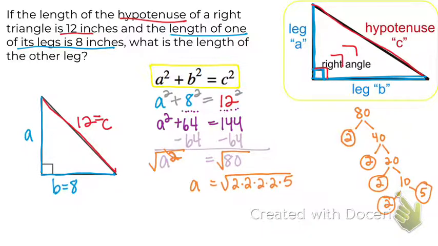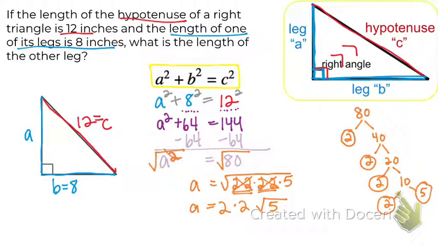Now that I've broken it down into numbers that multiply to give me 80, I can take a closer look and see if anything is being squared. Well, what's being squared? 2's being squared. So I can pull that out from underneath the square root symbol. Anything else being squared? Yep, another 2 is being squared. So I can also pull that one out. But nothing else is being squared, so I need to leave that 5 underneath the square root symbol.